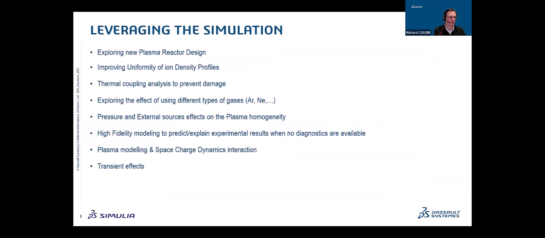We can, for instance, explore new plasma reactor designs. We can improve uniformity of ion density profiles. We can also couple our simulations to any thermal analysis to prevent damage that we might have in this context. We can also explore the effect of using different types of gas, noble gases typically, such as argon, neon, etc., in order to get rid of any chemical reactions. Pressure and external sources effects can also be taken into account to see how they affect the plasma homogeneity.